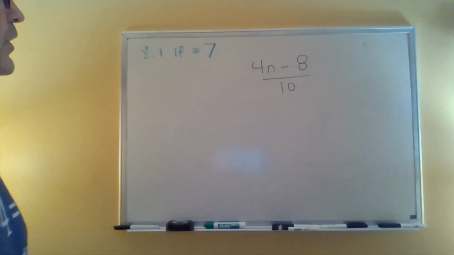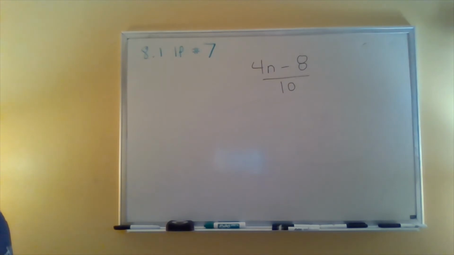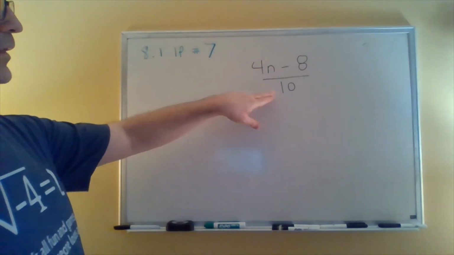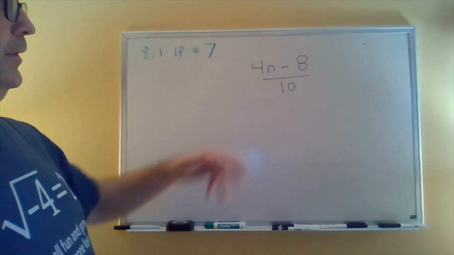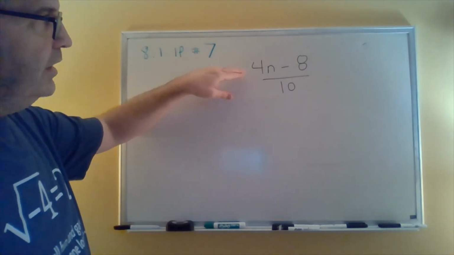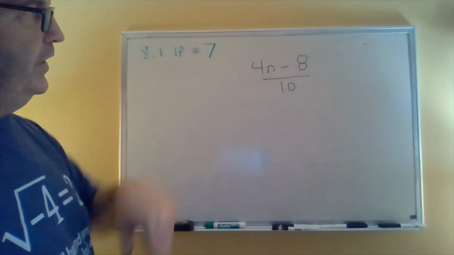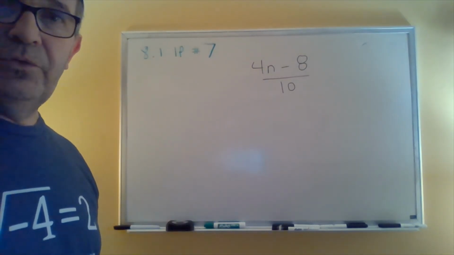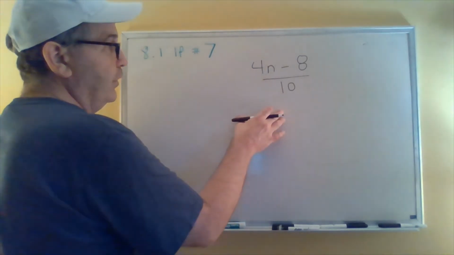Okay, here's number 7. We have 4n minus 8 over 10. So what's our excluded value here? What values of n will make this denominator equal 0? There aren't any. You could put any value in there for n and our denominator will never equal 0. It's always going to equal 10. So how do we write that?